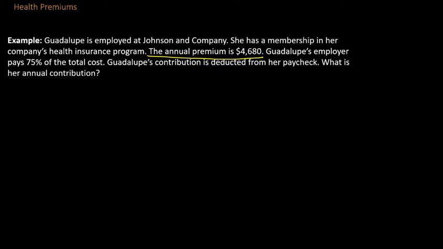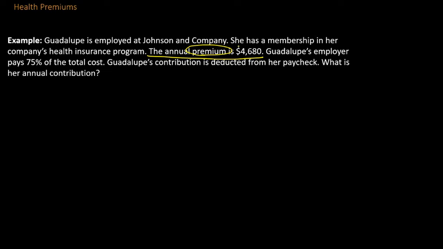Now, I mentioned the word premium in the last slide, and I encourage you to look it up. But put briefly, the premium is just the cost of that membership. So they said she has a membership in her company's health insurance program. So that cost of being a member of that insurance plan, getting the benefits of what that insurance company offers for your particular plan. So premium is just a cost that you have to pay.